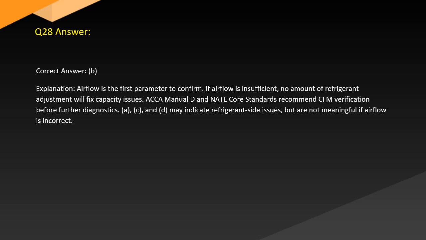Answer. Correct answer: B. Explanation. Airflow is the first parameter to confirm. If airflow is insufficient, no amount of refrigerant adjustment will fix capacity issues. HVACR Manual D and NATE standards recommend CFM verification before further diagnostics. A, C, and D may indicate refrigerant side issues but are not meaningful if airflow is incorrect.